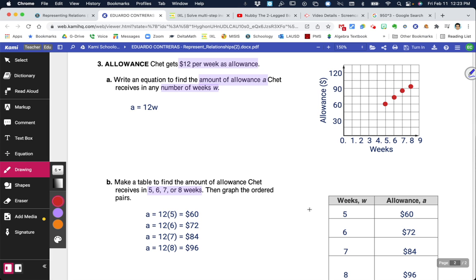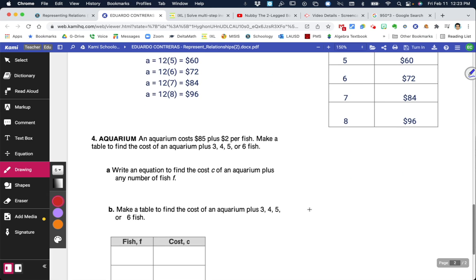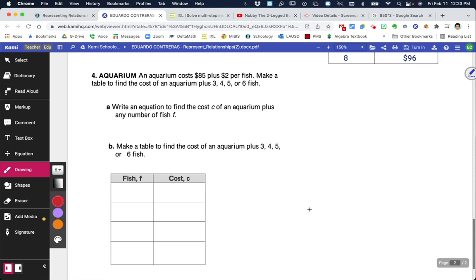All right. So your job from here on in is to answer this question. Number 4. It says aquarium. An aquarium costs $85 plus $2 per fish. Make a table to find the cost of an aquarium plus 3, 4, 5, or 6 fish. So that's the part that's going to be for the table. Okay? So they're telling you what to use for the cost, the variable to use, the cost for fish, the number of fish, and then you're going to build the table.